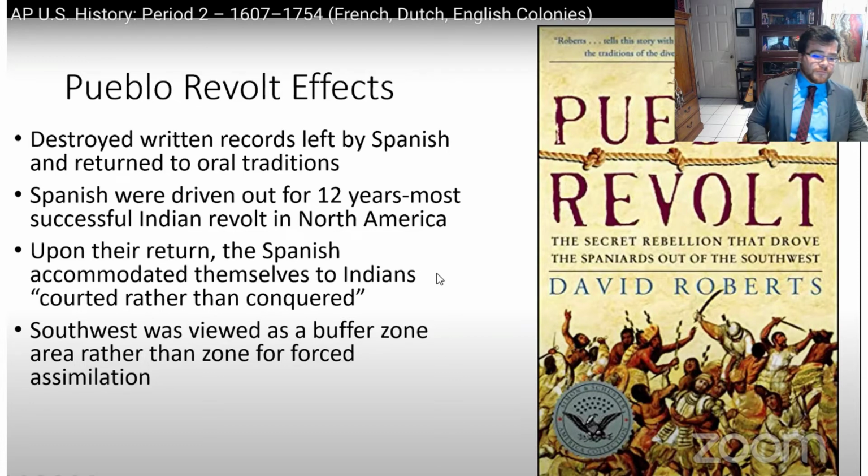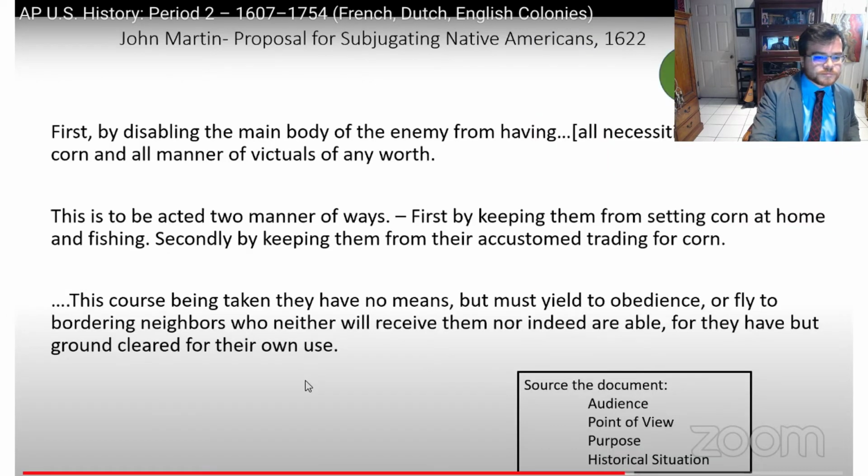Southwest was viewed as a buffer zone area rather than a zone of forced assimilation. So instead of trying to really control everything, the Spanish are like, just let them kind of do their own thing, and we'll have an area that's not the main part of our colony, where they can just kind of chill, and we don't want to be too crazy on them because then they'll revolt, and we don't want that.